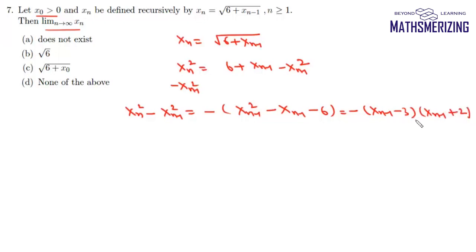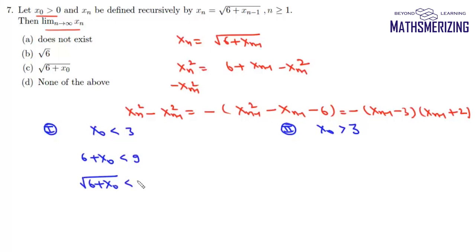Now here the critical points are 3 and minus 2, and since x₀ is greater than 0, we'll take two cases. Case 1, if x₀ is less than 3, and case 2, if x₀ is greater than 3. Now if x₀ is less than 3, then if we add 6, 6 plus x₀ will be less than 9. That is, under root of 6 plus x₀ will be less than 3. We can write x₁ will be less than 3, and using the same iteration we can write xₙ will be less than 3.